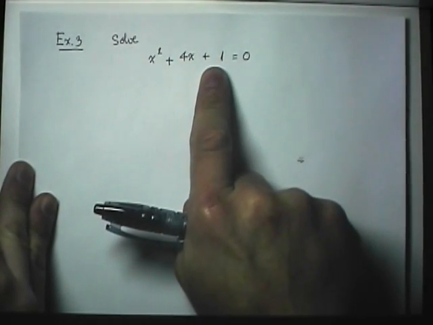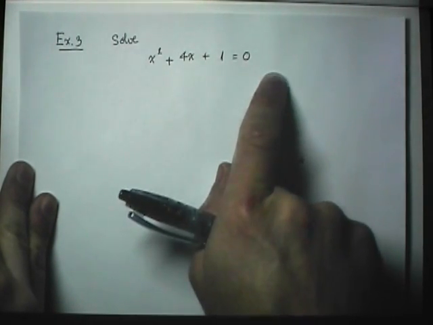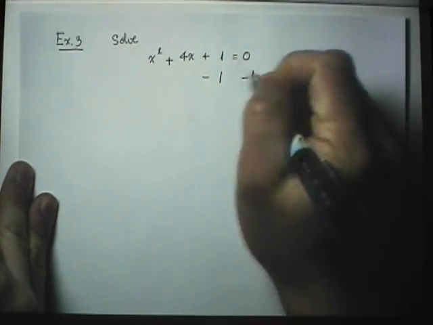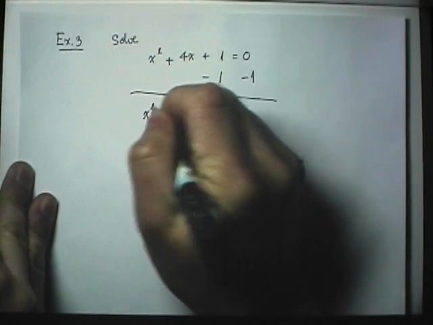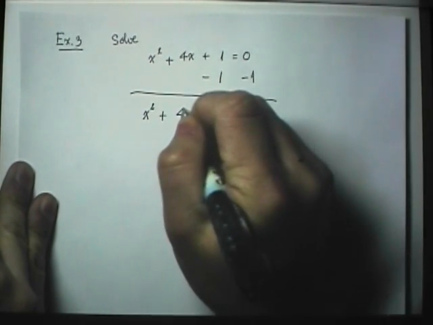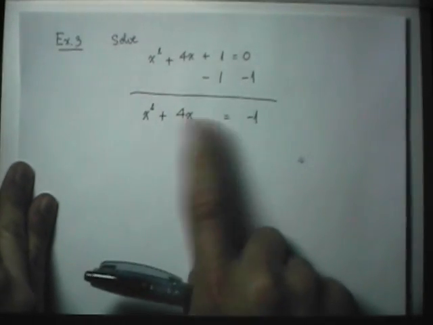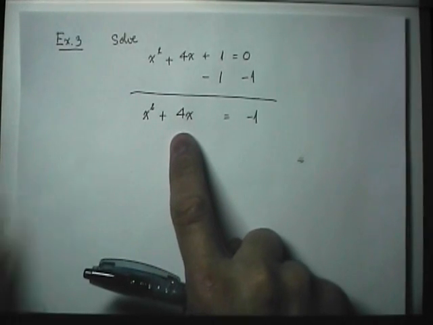So I need to rearrange this term to the other side of the equation, and the way to do that is to subtract 1 from both sides. My resulting equation is x squared plus 4x equals negative 1. Now the equation is ready for the completing the square method.